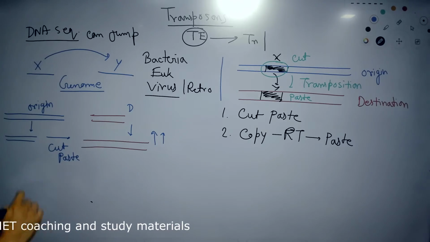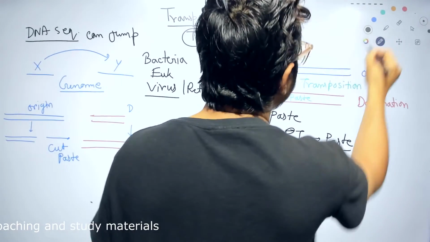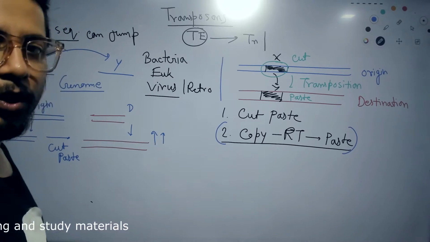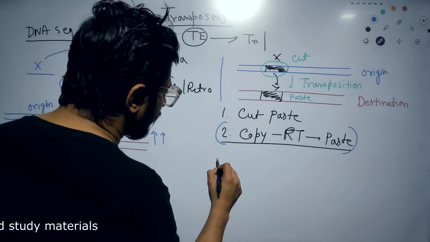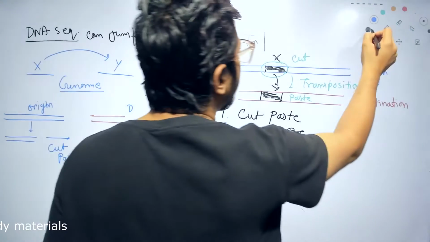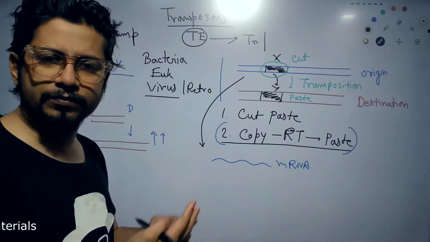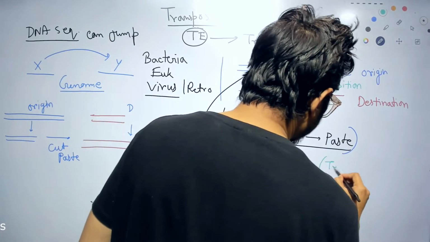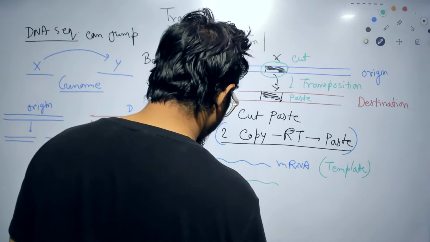On the other hand, what else do we have? We have the second type, the copy-paste type. Copy-paste means here we have copy, reverse transcription, paste. In this kind, the transposable element produces an mRNA intermediate. The mRNA intermediate is produced from the DNA by normal transcription, where RNA is produced from DNA. And that RNA is used as a template to produce DNA.